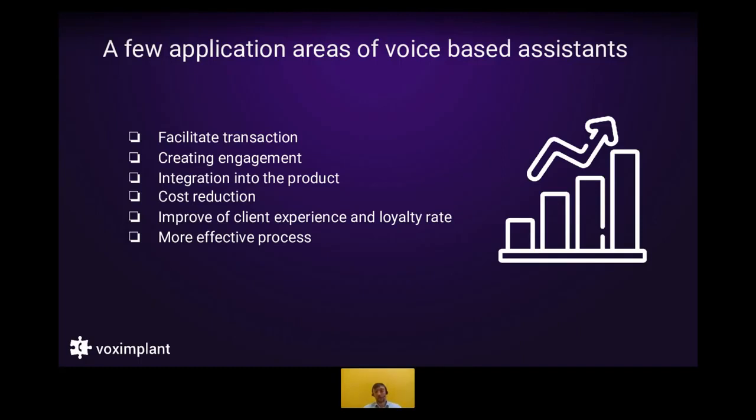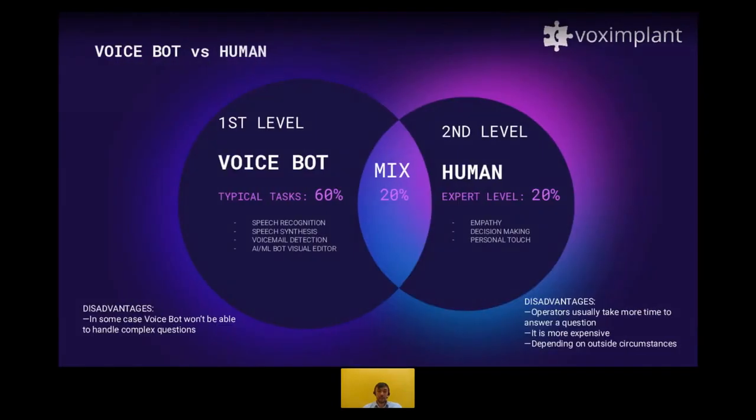And of course, the processes can be more efficient. So basically, a human being can make maybe 1-2 calls per minute, or handle one call per minute. A voice bot can handle hundreds of incoming calls and make hundreds of outbound calls simultaneously. So what do you need to think about when creating a voice bot?